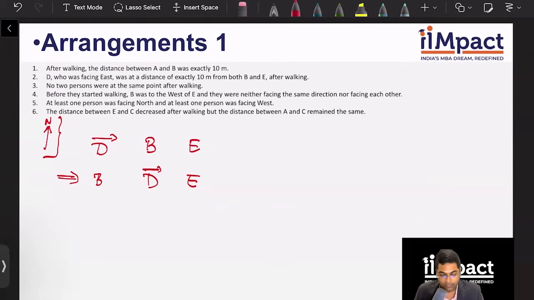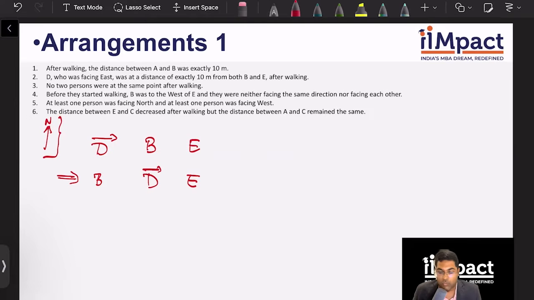Let's say E is facing east, suppose. That means D and E both moved one space. There is no other possibility apart from going east that B has in order to stay 10 meters away from D. So therefore, I can say that E is not facing east in this case, for sure. E is not facing east. Then the only way is either E goes north or south. Correct?